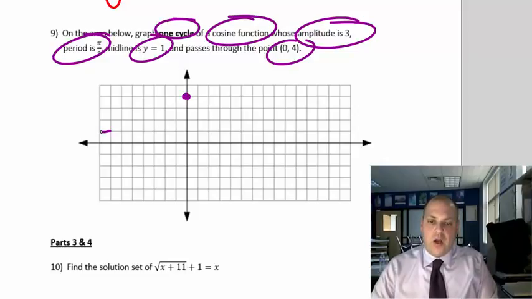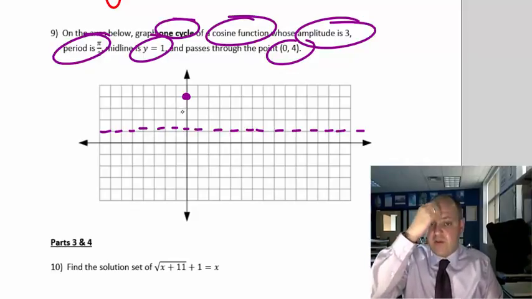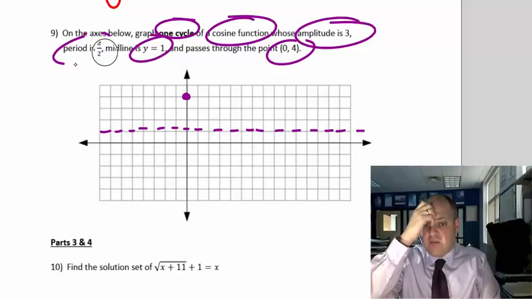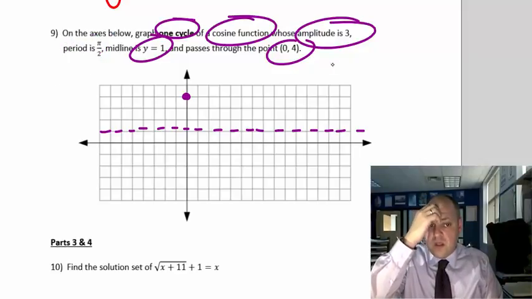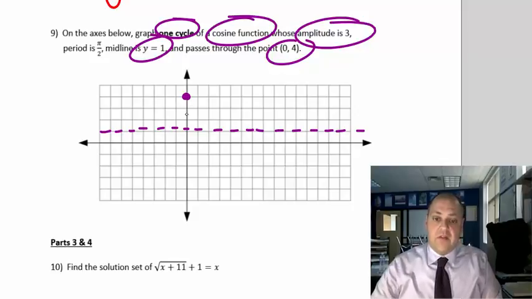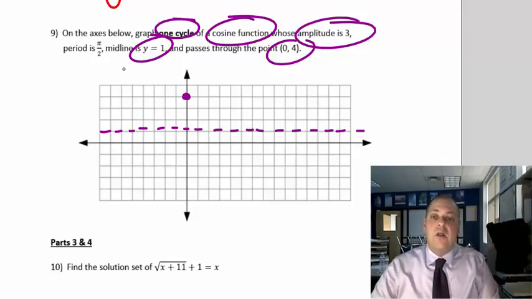I need a midline of 1, so I put my midline on there. My period is pi over 2. My amplitude is 3. Well, that works out good because my midline is 1, so up 3, right? Now, because the period is pi over 2, I can put that really anywhere I want. What I did was I went 1, 2, 3, 4, 5, 6, 7, 8. I just did 8, and I made that pi over 2.